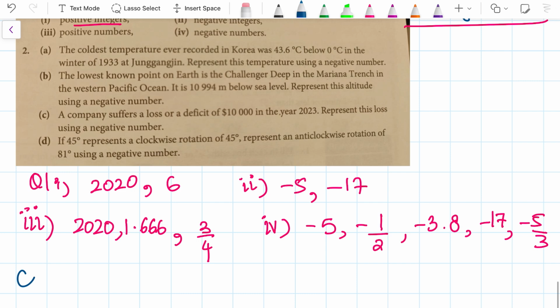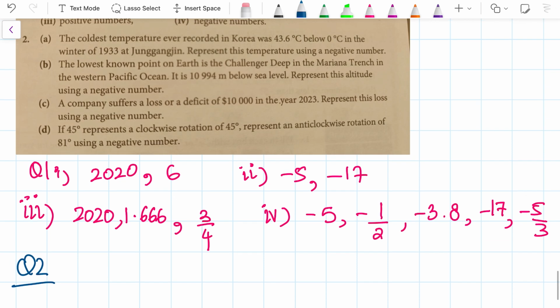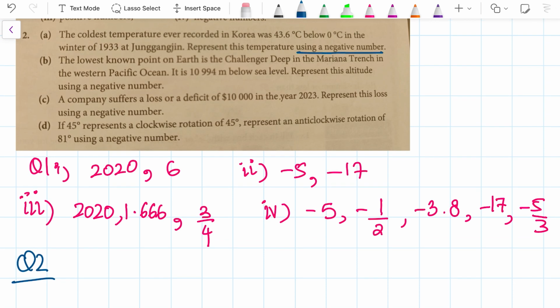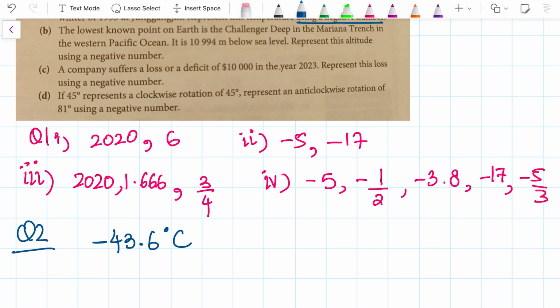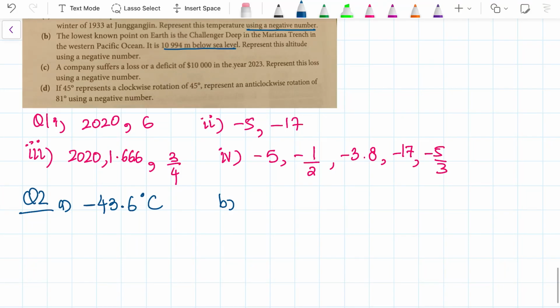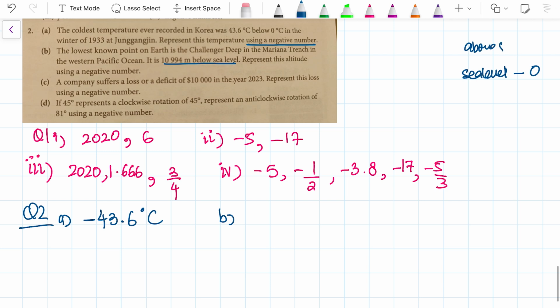Question 2. So question 2 says the coldest temperature ever recorded in Korea was 43.6 below 0. Represent this number using a negative number. So negative 43.6 degrees centigrade. Question part B. The lowest point on earth is the Challenger Deep in the Mariana Trench in the Western Pacific Ocean. It is 10,994 below sea level. So basically we say that the sea level is 0. Anything above sea level will be positive. Anything below sea level will be negative.